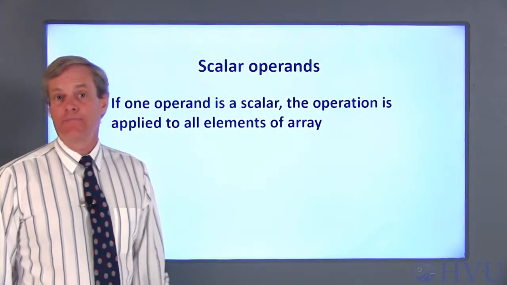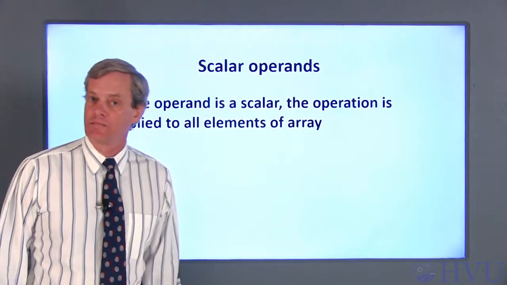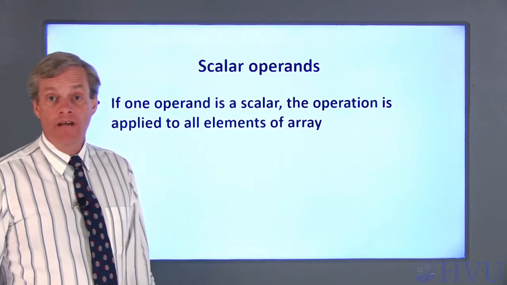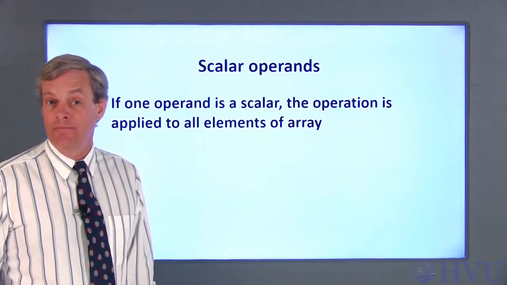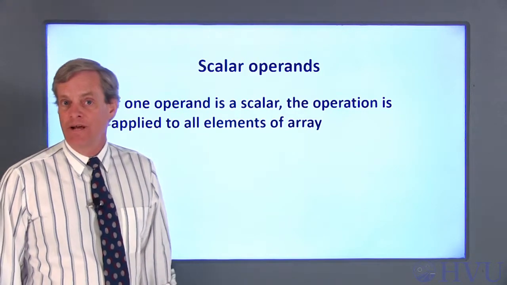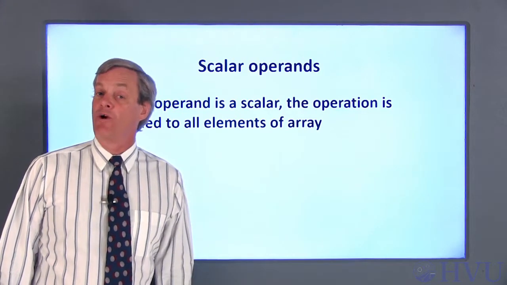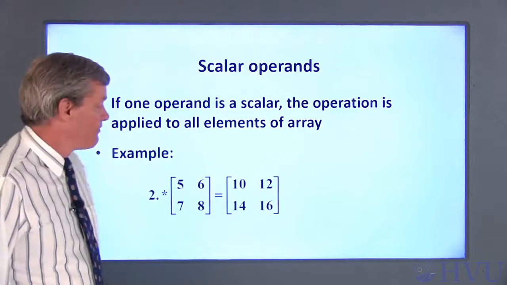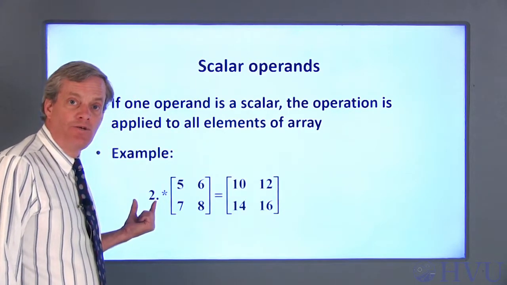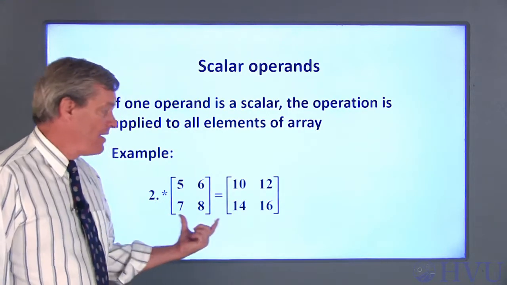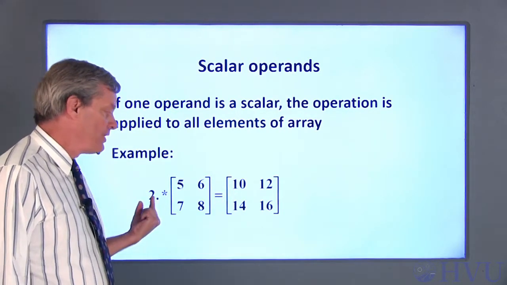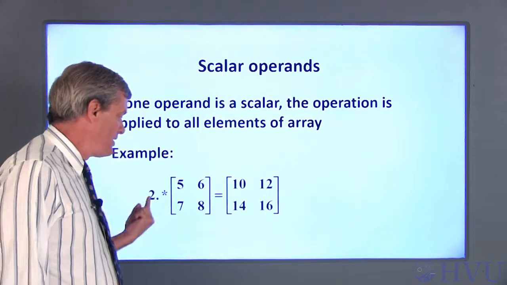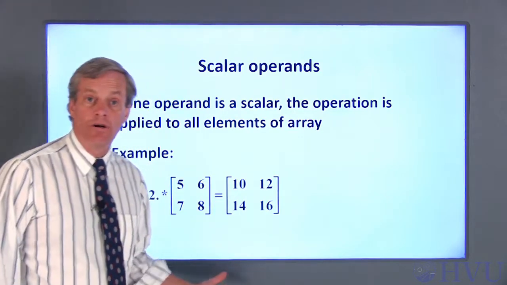There is an exception to the rule about operand sizes being the same. If one of the operands is a scalar, the scalar operates on every element in the array. The output array is the same size as the array operand. For example, if I multiply 2 times this array, the result is each element of the array multiplied by 2. 2 times 5 is 10, 2 times 6 is 12, and so on.